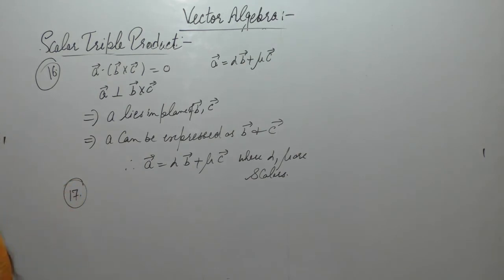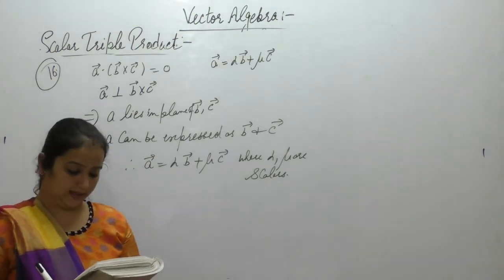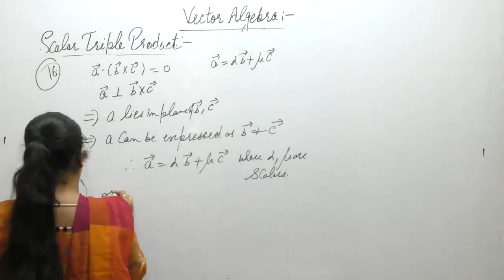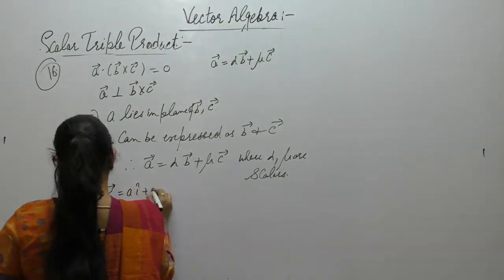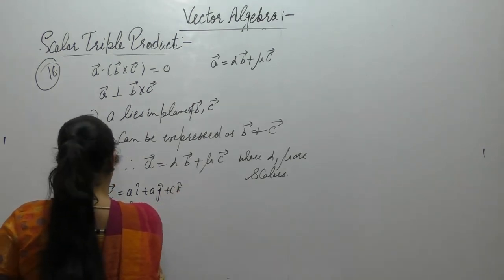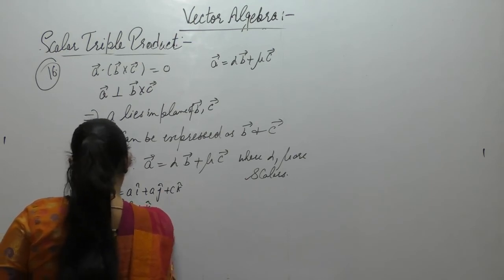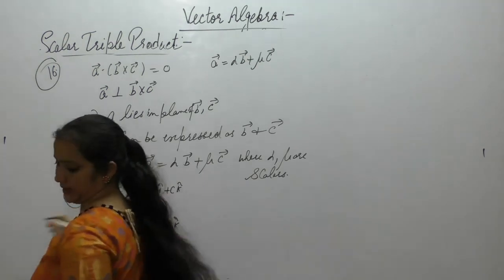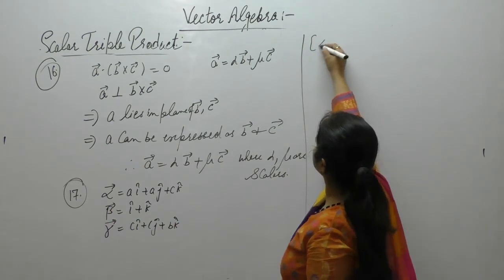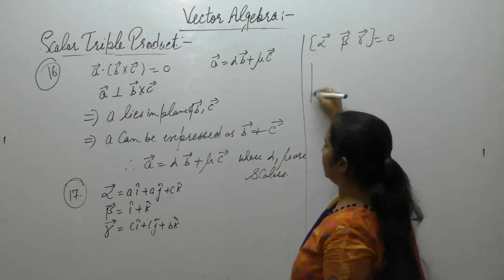Now next one. If the vectors alpha, beta and gamma are coplanar, then prove that C is the geometric mean of A and B. Alpha vector has value Ai plus Aj plus Ck. Beta vector has value i plus k. And gamma vector has value Ci plus Cj plus Bk. It is given that alpha, beta, gamma are coplanar, that is their scalar triple product is equal to 0.